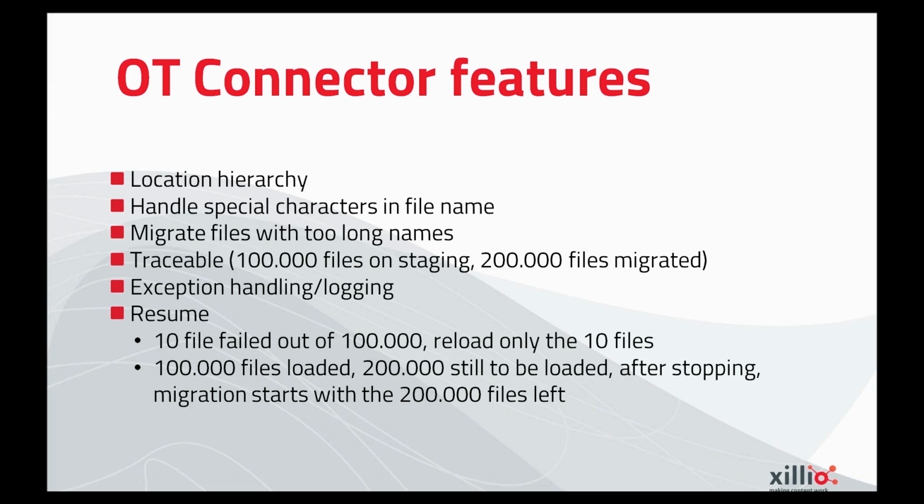Resume functionality is also available for the OpenText import. The resume functionality covers two scenarios. First, when a number of files have failed, only the failed files are migrated when restarting the migration process. Second, when the migration has stopped for a particular reason, for example, a network failure, in that case the migration starts with importing the remaining files. So, if for instance 100,000 files were loaded and there are still 200,000 left, then the migration starts with importing the remaining 200,000 files.